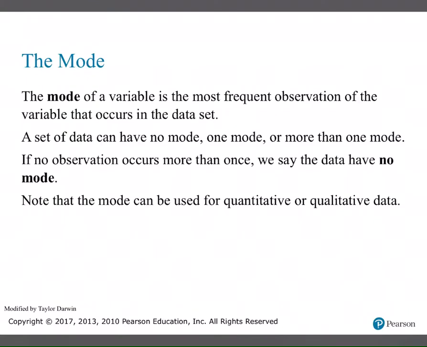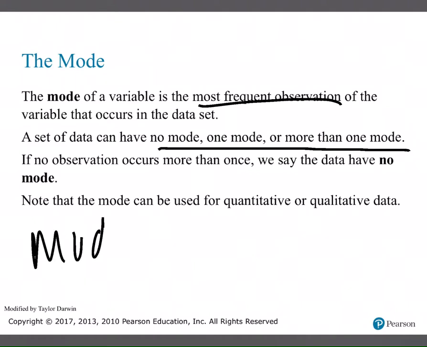The last measure of central tendency that we're going to talk about is mode. It's the most frequent observation of the variable that occurs in a data set. We can have three things happen: no mode, one mode, or more than one mode. If no observation occurs more than once, we say there's no mode. Mode can be used for qualitative or quantitative data. And mode does not have a symbol. We just spell it out.